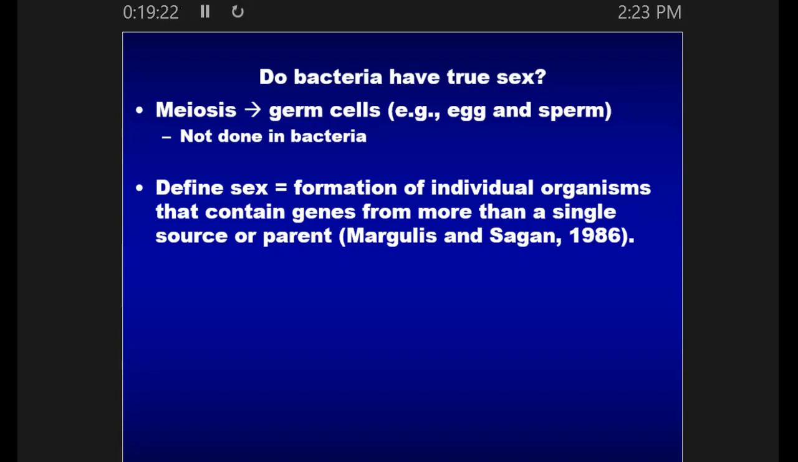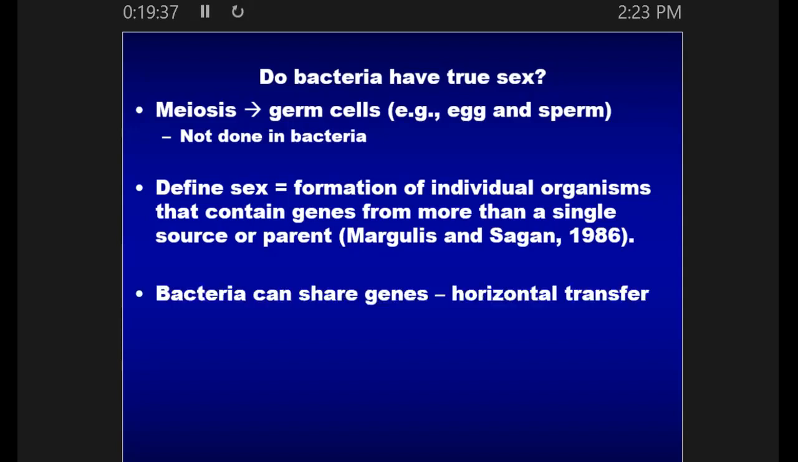All right, so this is like their version. And so it's formation of individual organisms that contain genes from more than a single source or parent. So now we're looking at this idea of horizontal gene transfer, where we can see two microbes hanging out with each other and they may share genes with each other, but they don't have egg and sperm. That's not what's happening. But it's their version of sex.